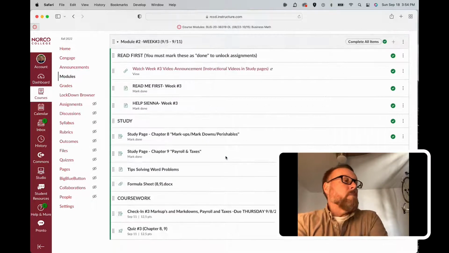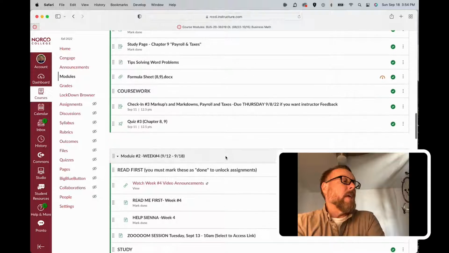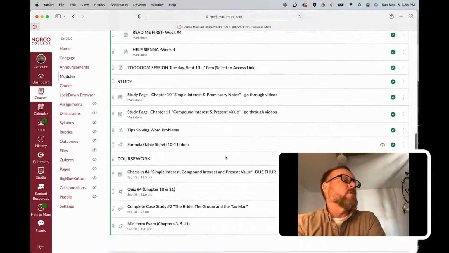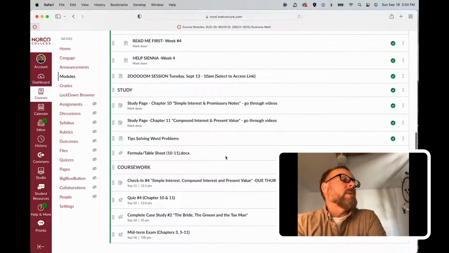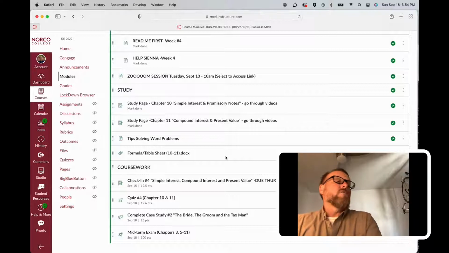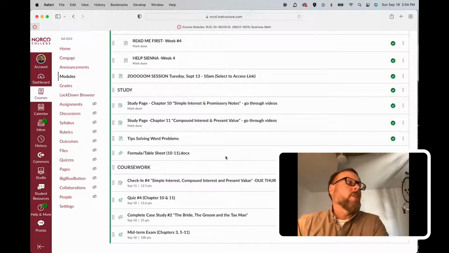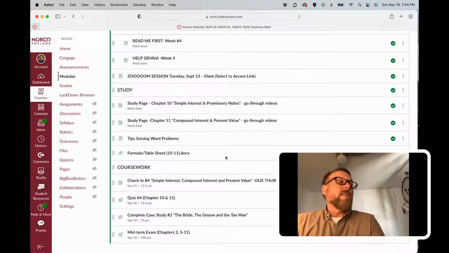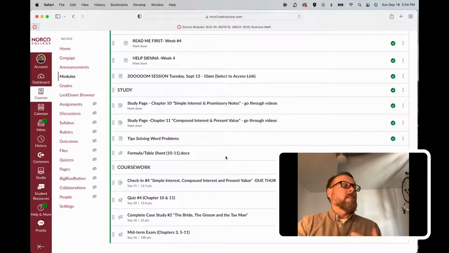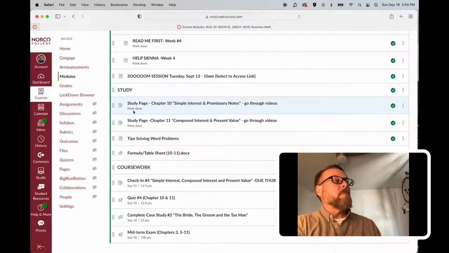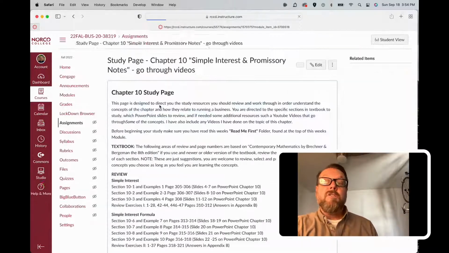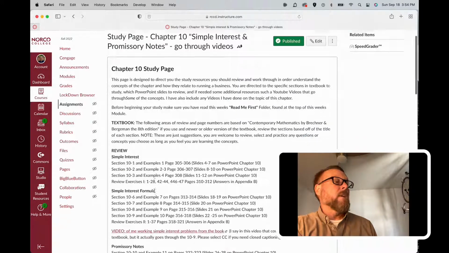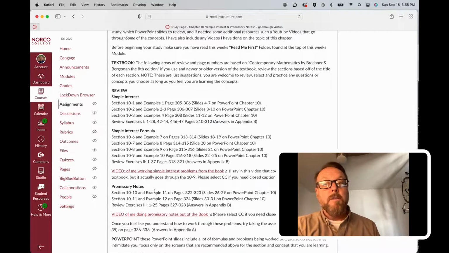So we ended Module 2 yesterday on Sunday by looking at Chapter 10 and 11. We looked at simple interest and promissory notes, and then we also looked at compound interest and present value. And hopefully you guys have discovered that in the study pages for each chapter that I'm building every week, I have the sections of the textbook that you should be looking at, and only the sections that you should be looking at.